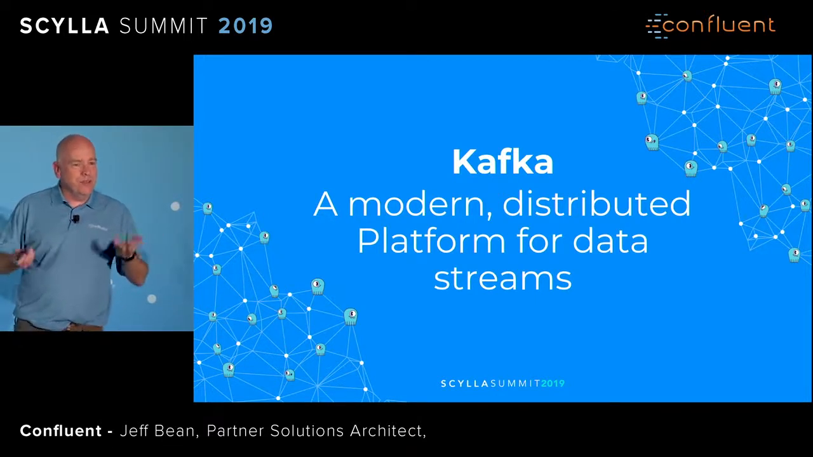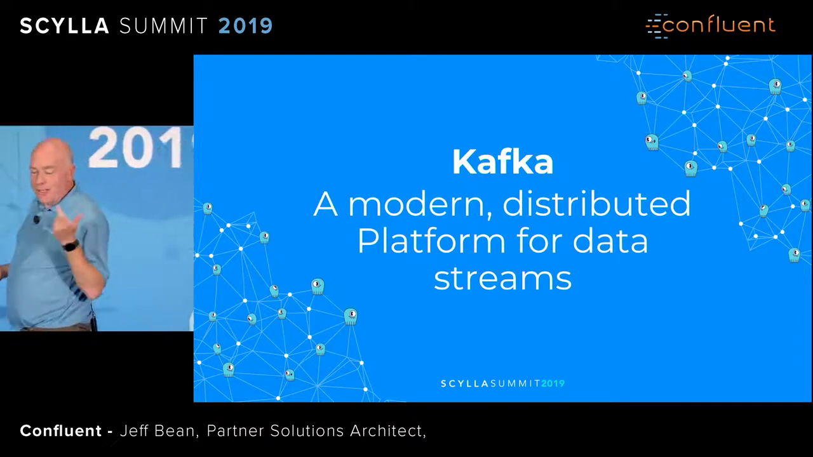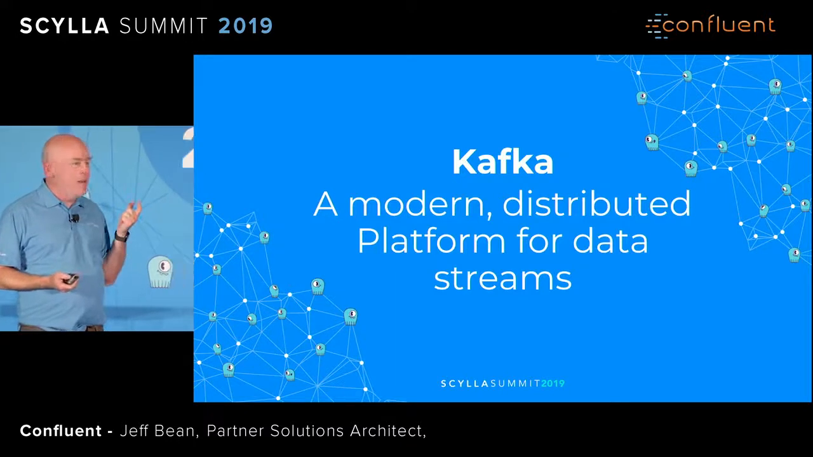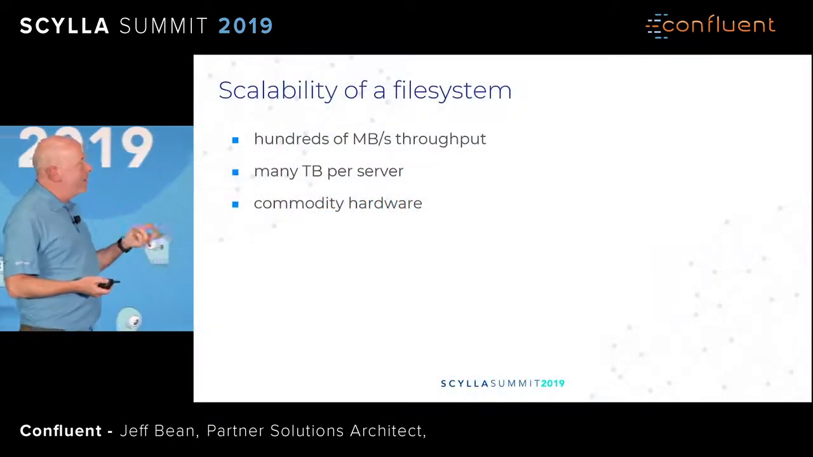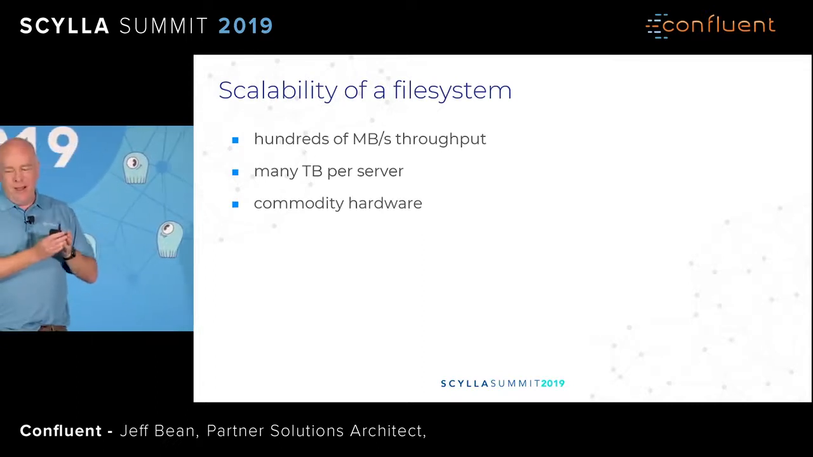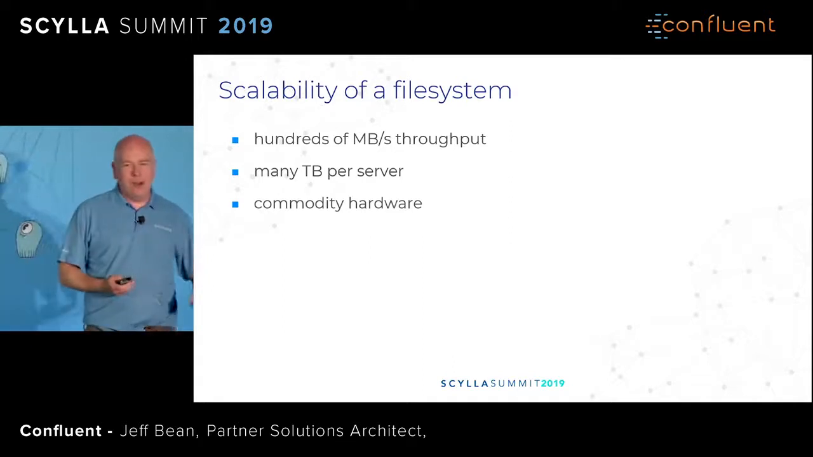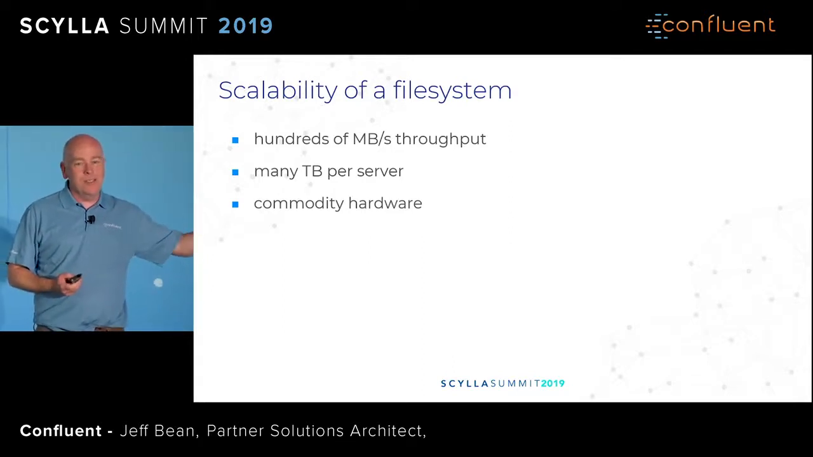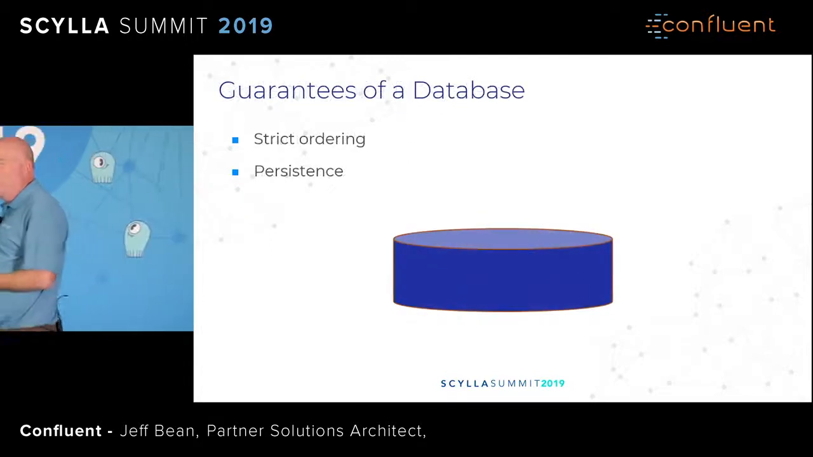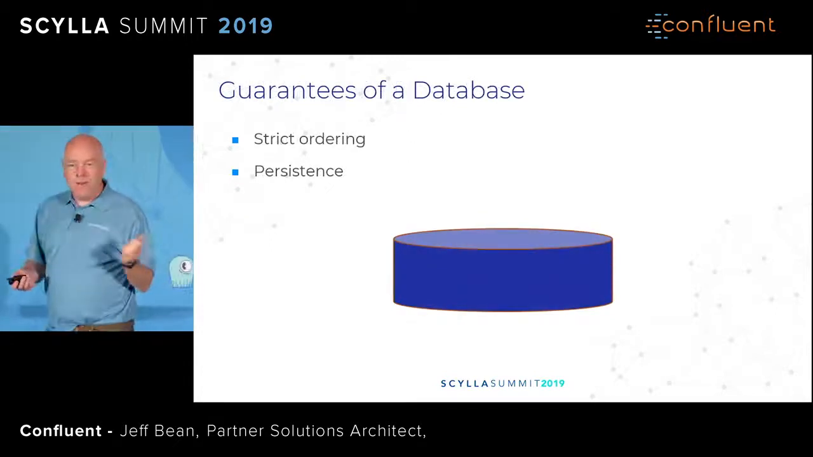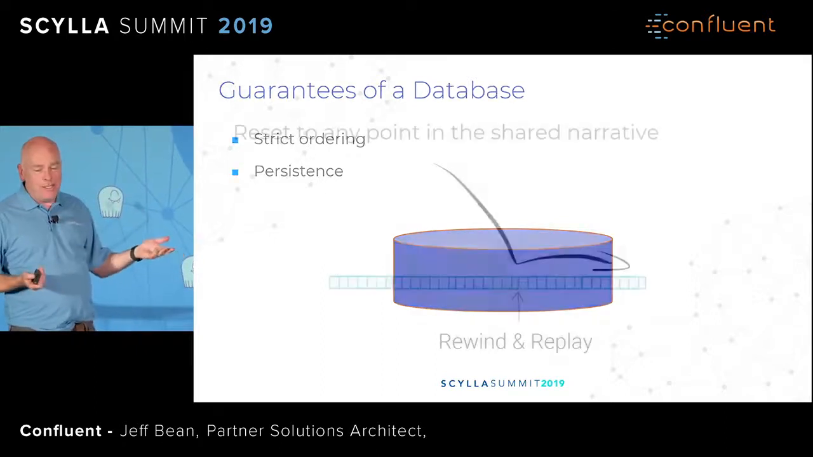And why is a message queue important, and how does that matter? Message queues have been around forever. Kafka is modern and distributed, and those things matter. So think about the scalability of a Hadoop or another big data file system: hundreds of megabytes throughput, many terabytes per server, commodity hardware, linearly scalable. Add more nodes to this in order to get more capacity. Add on to that the guarantees of a database, strict ordering. So an event comes in, no event is going to come in before that, events are going to come in after that, and it's going to persist.